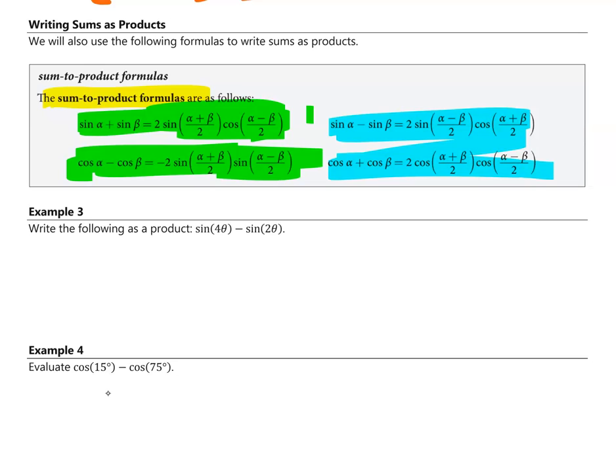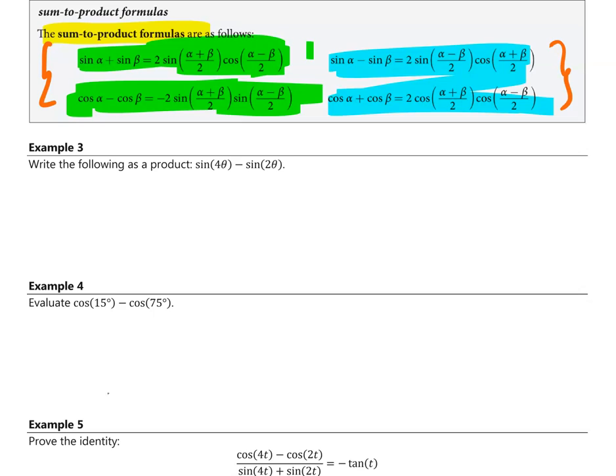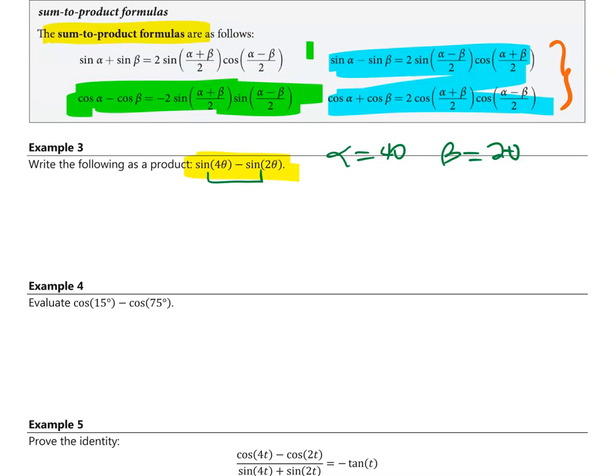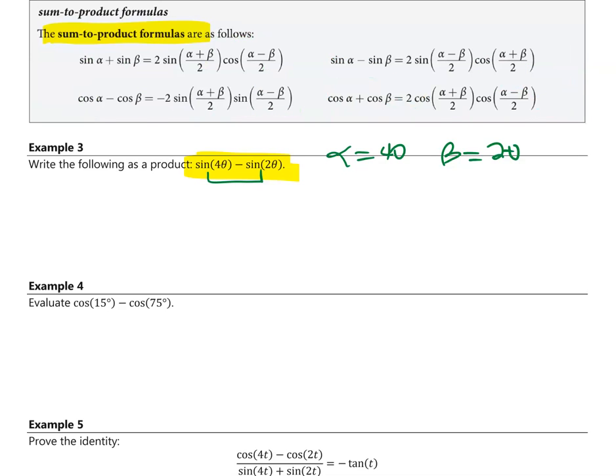So again, make sure that you know these formulas to answer examples 3 and 4. Okay, let's do it. Number 3, write the following as a product: sine 4 theta minus sine 2 theta. With this example, our alpha is equal to 4 theta and beta is 2 theta. So sine minus sine, meaning we're going to use this.